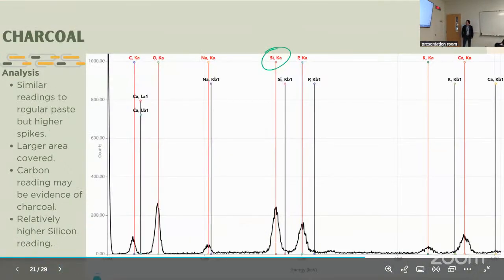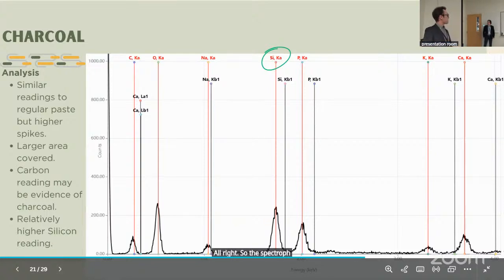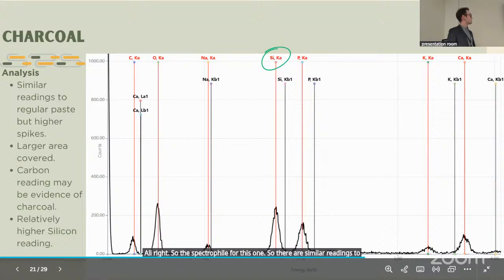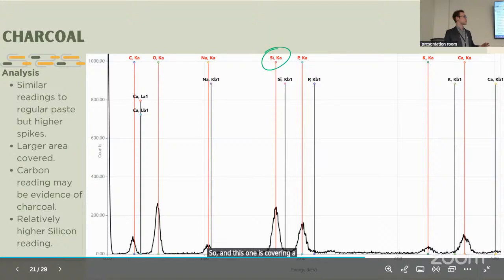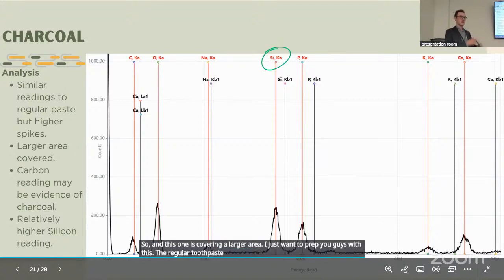All right. So the spectra file for this one. There are similar readings to the regular paste, but higher spikes. And I say higher spikes, and again, like I mentioned, that's relative based on the size, but there are different levels of concentrations of certain elements, and I'll get into that. This one is covering a larger area. I just want to prep you guys with this. The regular toothpaste sample spectra file was a more confined space. This is a bit larger.